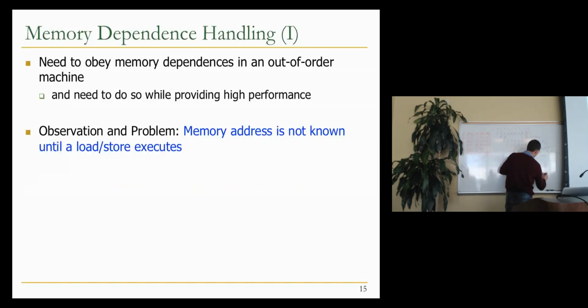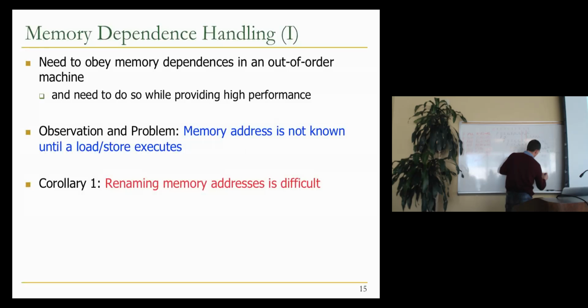Okay, so there are several corollaries to this. Because you don't know the memory address until any load or store executes, you cannot use the same thing that we used for registers. How do you rename? We can do renaming before. We can link a store, we can link an add to a multiply, because when we decode this add, we know what register it's going to read. But we cannot do the same thing here. When we decode the load, we have no idea what this is.